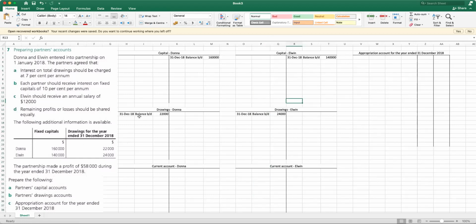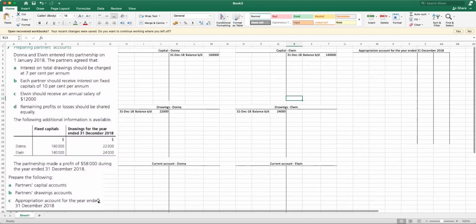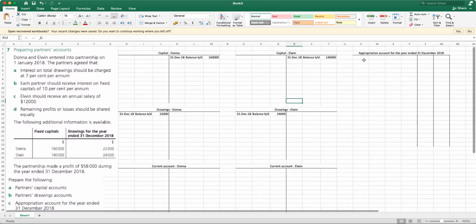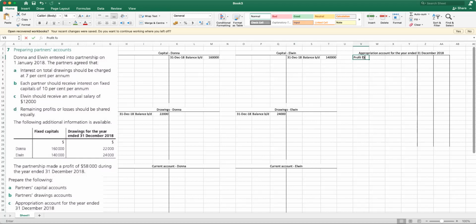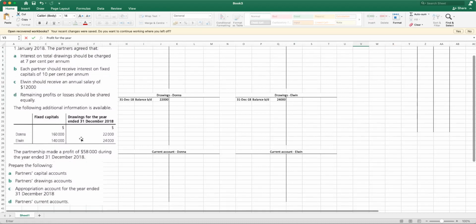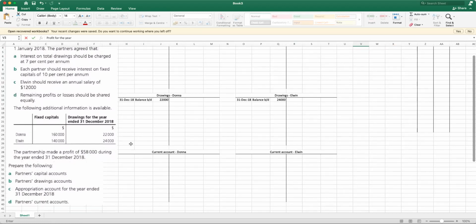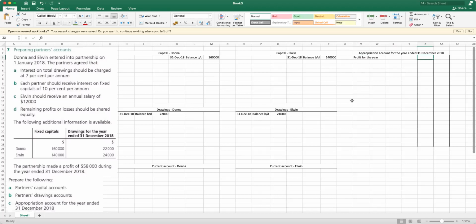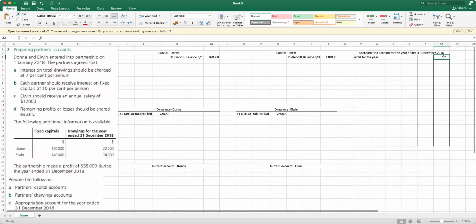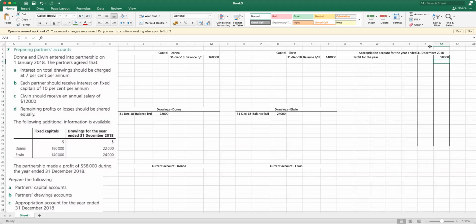Okay. Once everything is done already, we need to appropriate all these things into our appropriation account. So we start from profit for the year. How much do we make? 58,000 during the year 31st December. So we're just going to write 58,000 here. Done. Okay. Now we need to think on what to do after this. We need to distribute all this profit first before sharing them. So the sharing part is the last one where we share the residual profit or the loss.